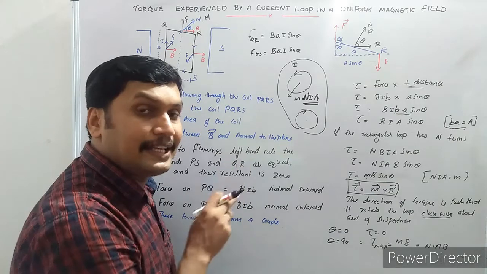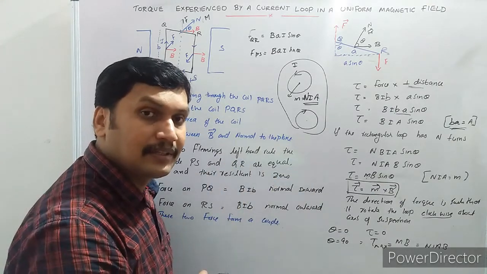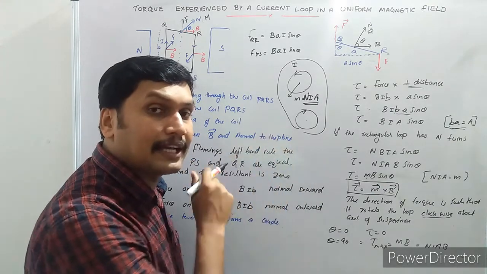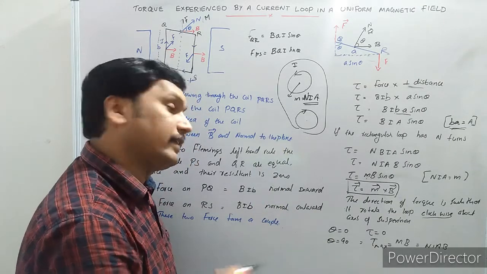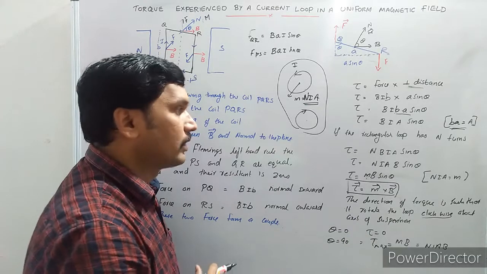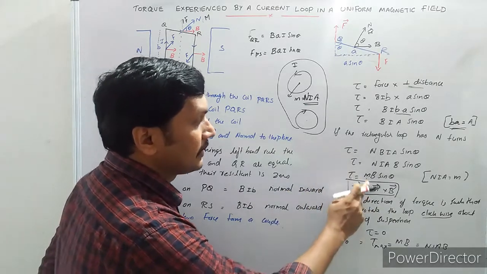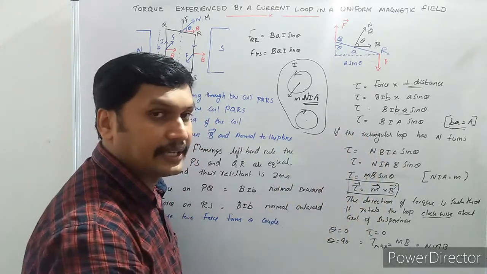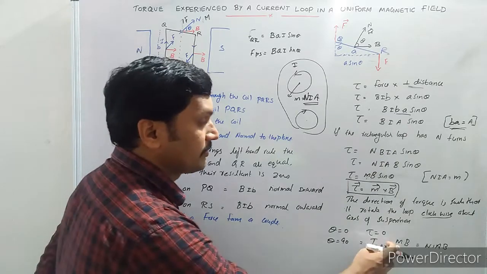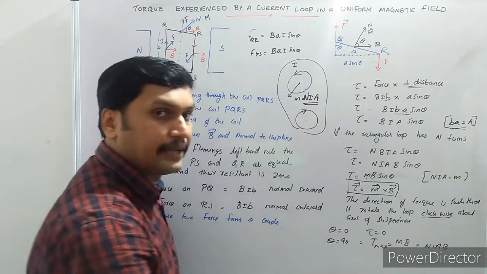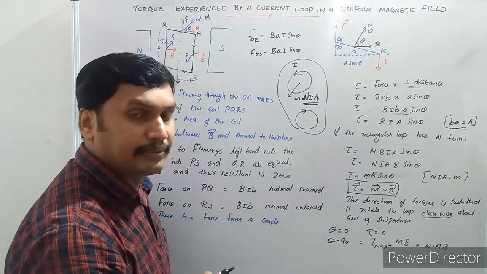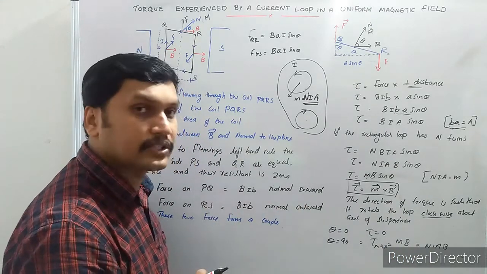Now, if the plane is parallel to the magnetic field, the angle between the normal and the magnetic field is 90 degrees, that is, theta equal to 90. Then the torque is maximum. The maximum torque is equal to M B into sine 90. Sine 90 is 1, so we can simply write M into B. M is equal to NIA, so NIAB is the maximum torque acting on this coil.